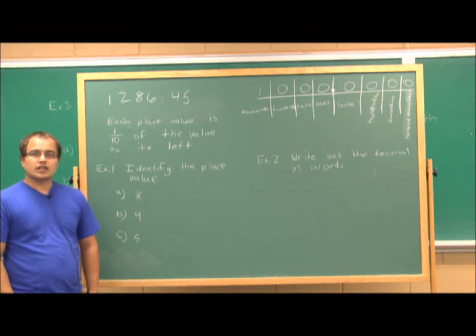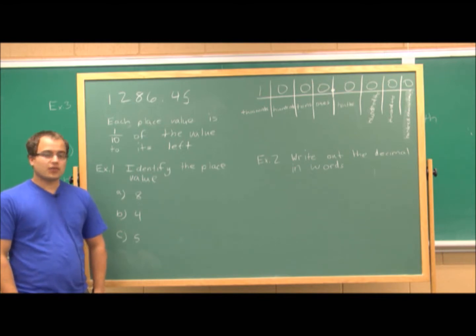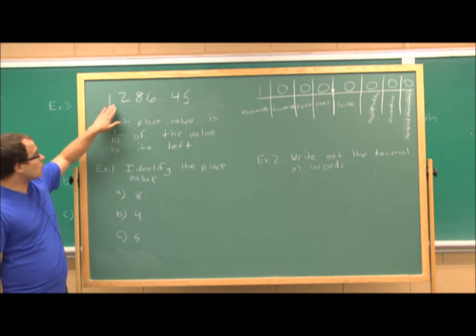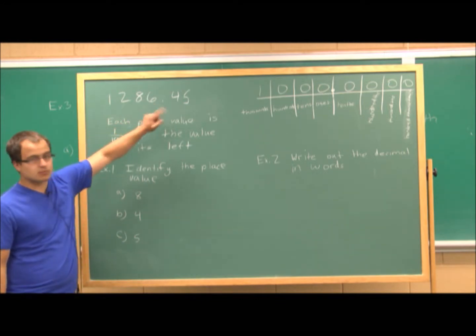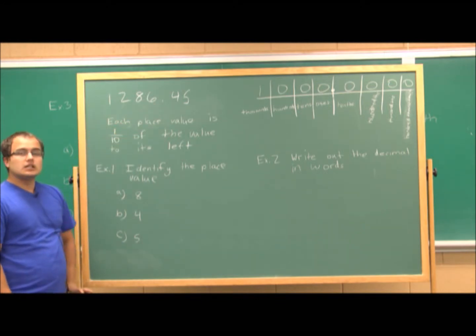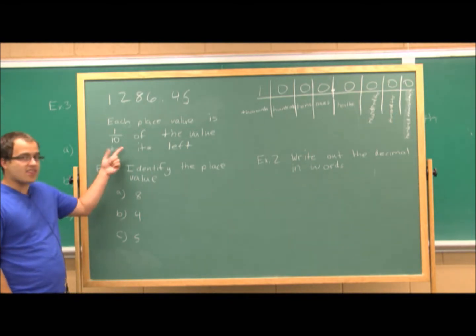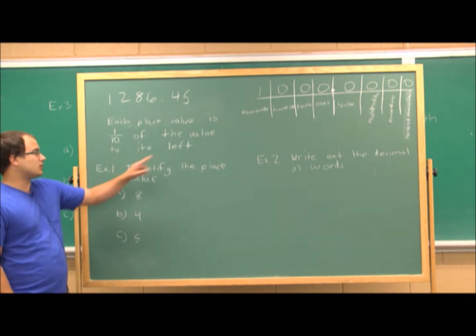Hello, I will be covering Introduction to Decimals 3.1 today. To start off, I'm just going to have a common decimal number, 1286.45. Now, one thing you have to remember about decimals is each place value is 1/10 of the value to its left.